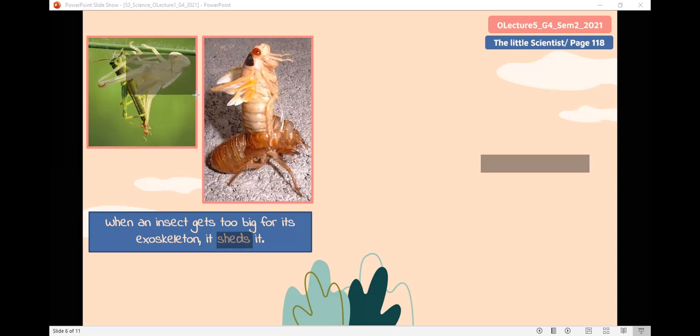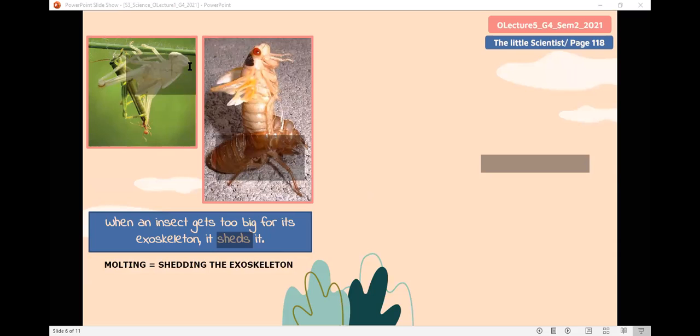Here is the old exoskeleton. When the insects grow, they will need a new exoskeleton, like us. This is what we call molting. Molting is shedding the exoskeleton. Molting is when the insects shed their exoskeleton. Sorry, the internet was bad.